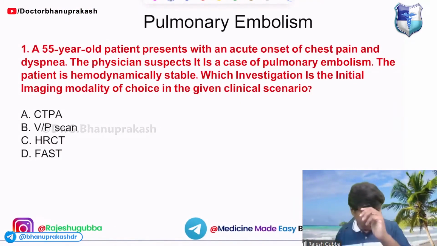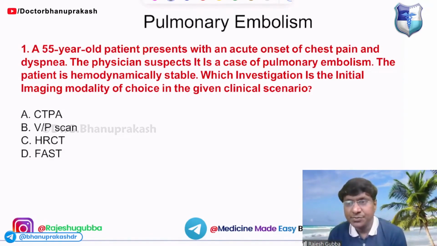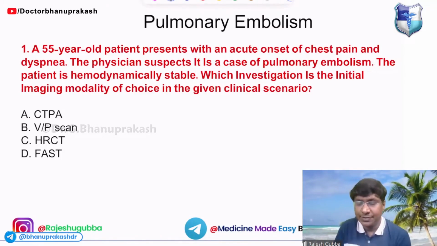Yes, please answer this. A 55-year-old patient presents with acute onset chest pain and dyspnea. Case of pulmonary embolism, hemodynamically stable. Initial imaging of choice in the given scenario?